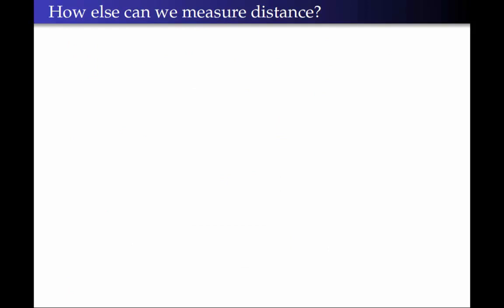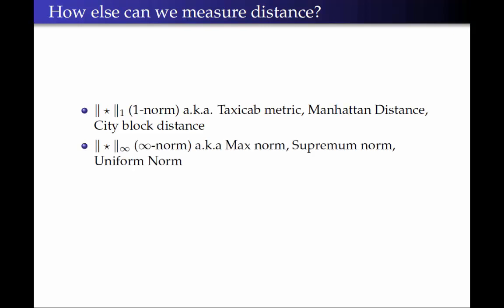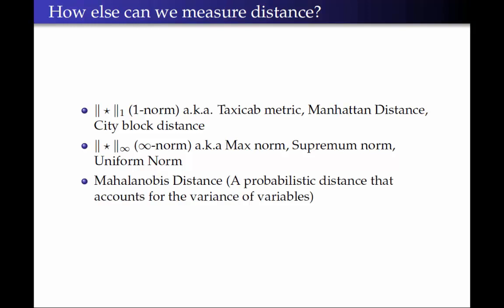Okay, so how else can we measure distance? Here are a couple of measures that pop up in almost every data mining textbook. We have the 1 norm, which is also called the taxicab metric, the Manhattan distance, or the city block distance. We'll show why in a minute. There's also the infinity norm, which can be called the max norm, the supremum norm, the sup norm, or the uniform norm. And the last one we'll talk about briefly is the Mahalanobis distance. This is a probabilistic distance, and it accounts for the variance of variables.